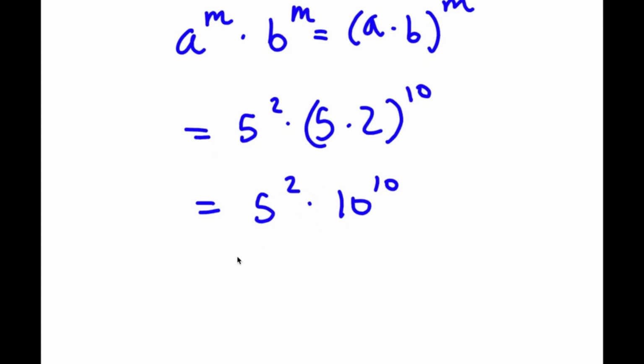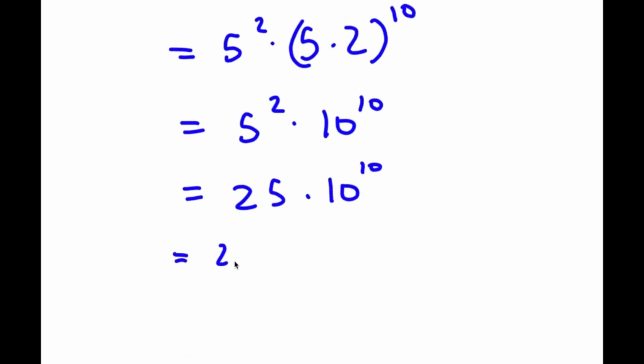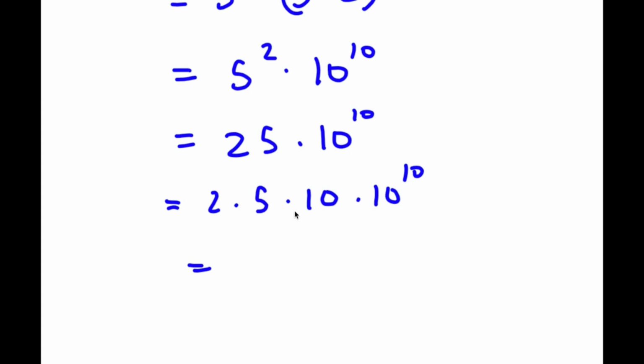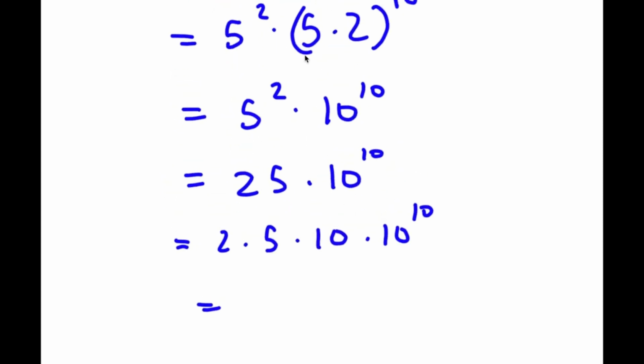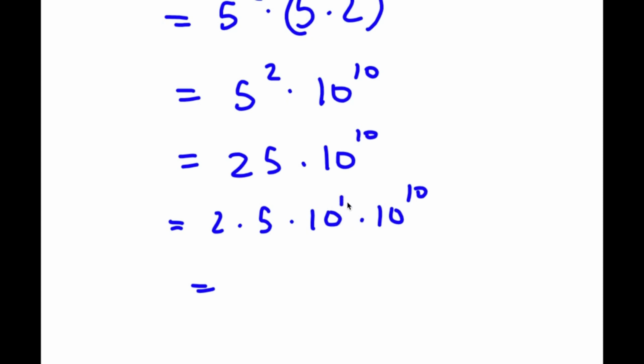Now, 5 to the power of 2, that's equal to 25. So now I have 25 times 10 to the power of 10. And 25, that's the same thing as 2.5 times 10. So I have 2.5 times 10 times 10 to the power of 10. And 10 times 10 to the power of 10. Well, 10, that's the same thing as 10 to the power of 1.